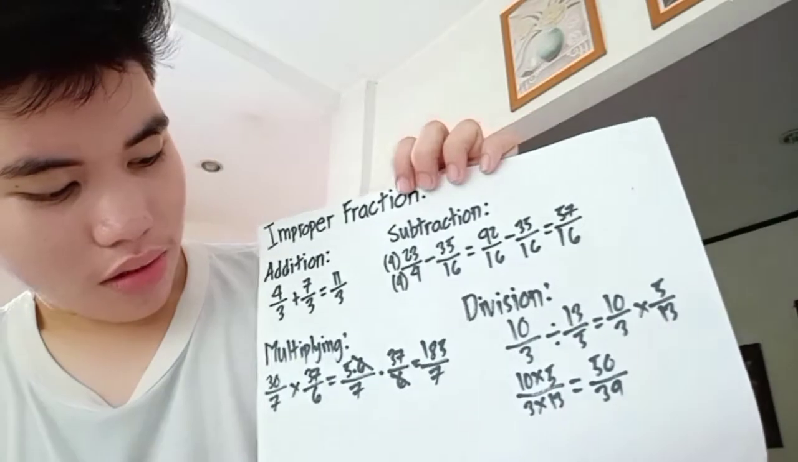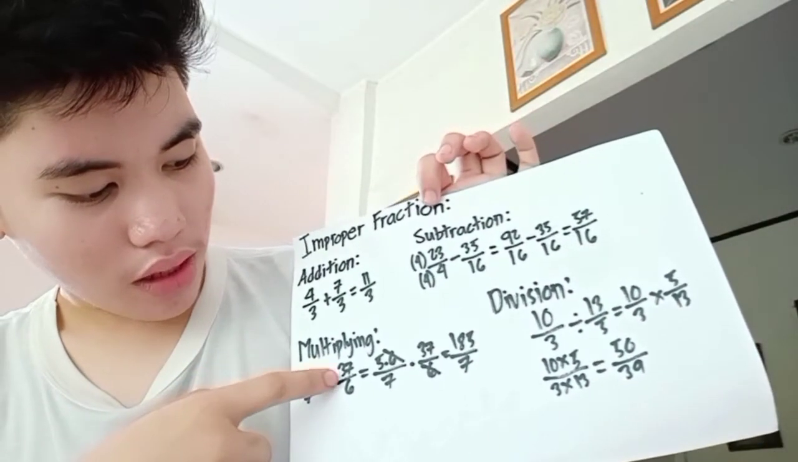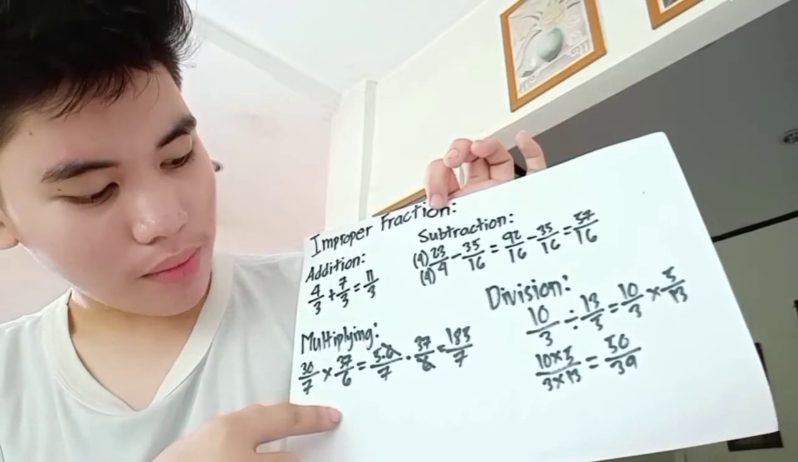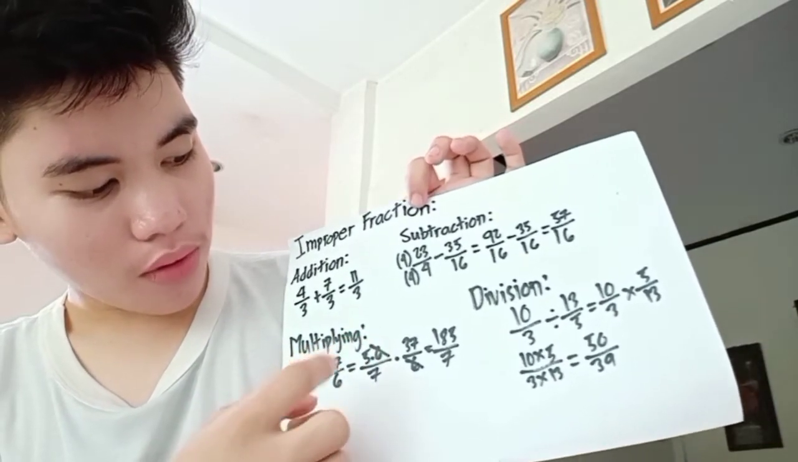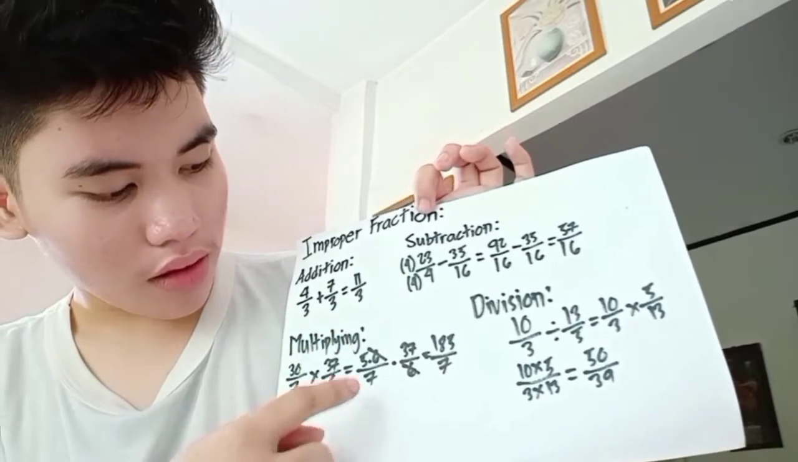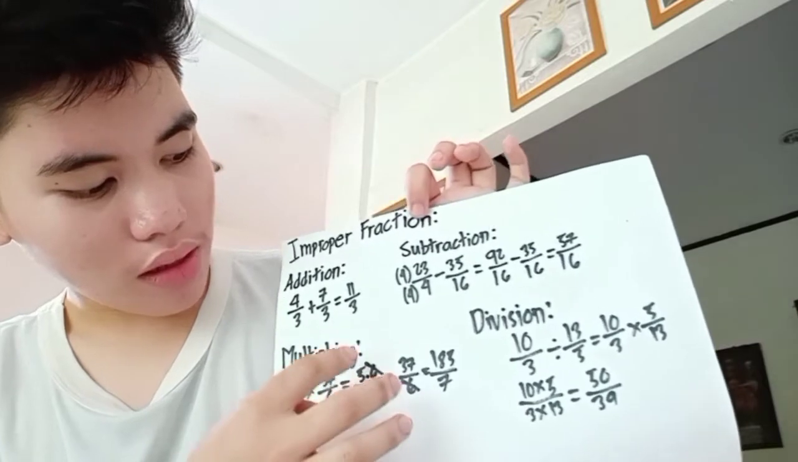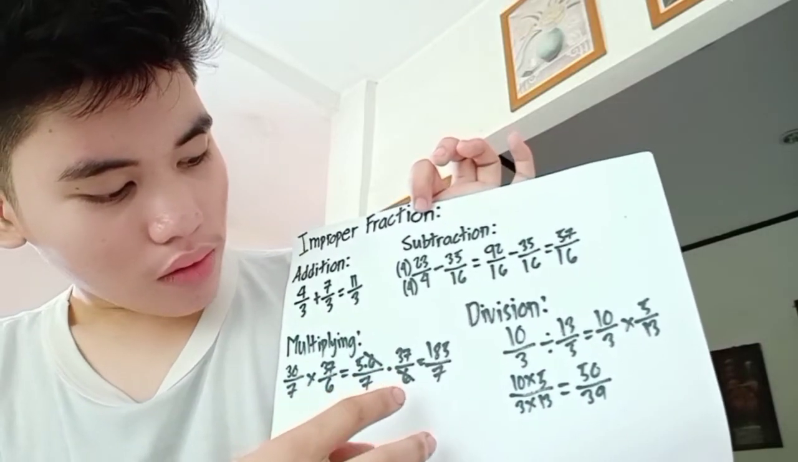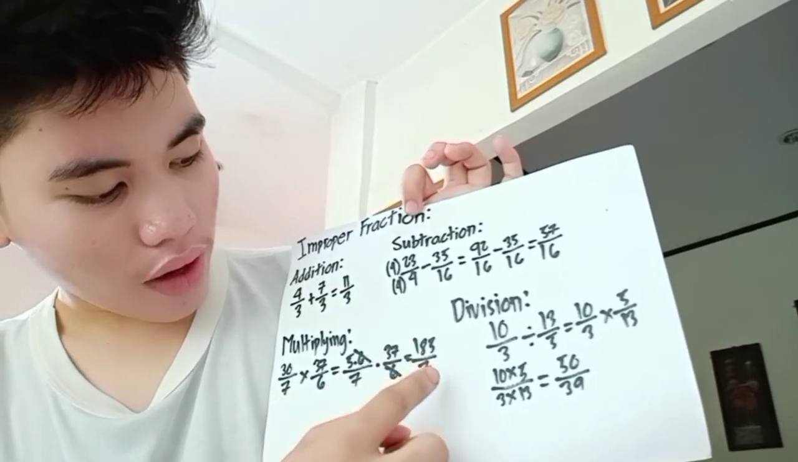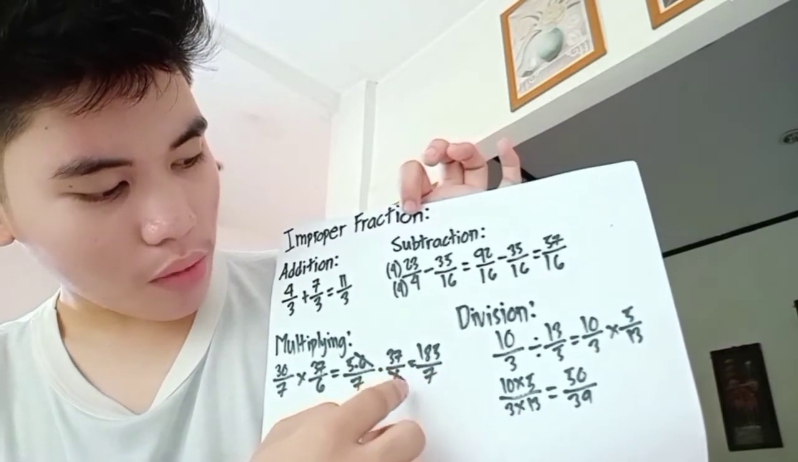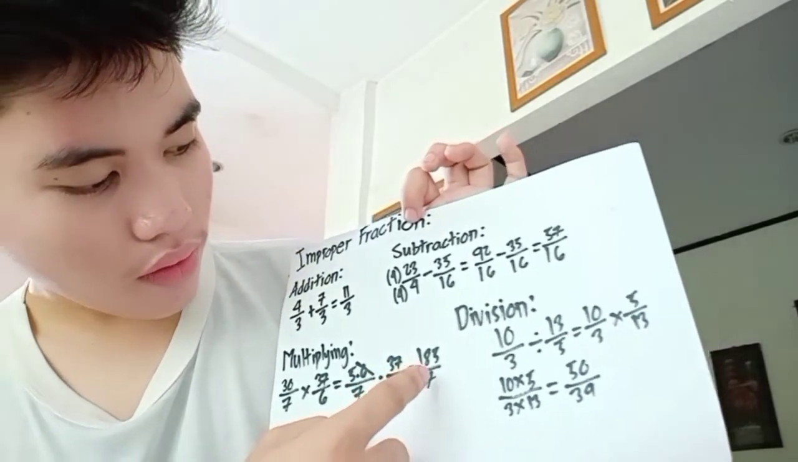In multiplication, 30 over 7 times 37 over 6. Since we can simplify 30 into 5 times 6, we will put 5 times 6 over 7 and 37 over 6. Since they are the same, we can cancel 6. So 5 times 37 is equal to 185 and copy the denominator, which is 7. The final answer is 185 over 7.